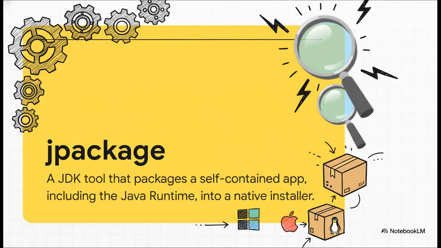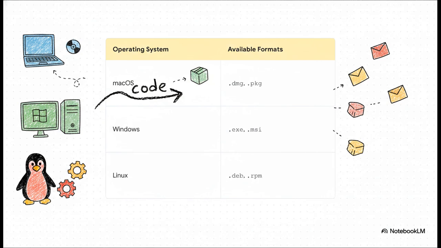Now, under the hood, the Gradle plugin is using a standard JDK tool called JPackage. What this does is it bundles your app's code, along with all the necessary Java runtime parts, into a single, self-contained, installable file. And the best part? This means your users don't need to have Java installed on their system at all. It just works.